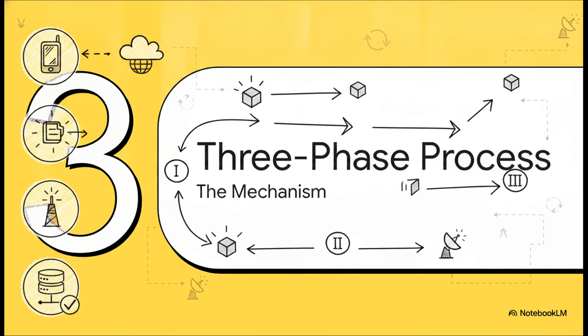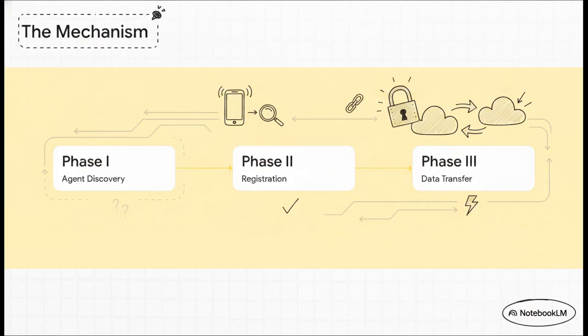Section 3. The mechanism, which is a three-phase process. Whenever a mobile device enters a new network, it has to successfully establish its connection chronologically. First is Phase 1, agent discovery. Then Phase 2, registration. And finally, Phase 3, data transfer.